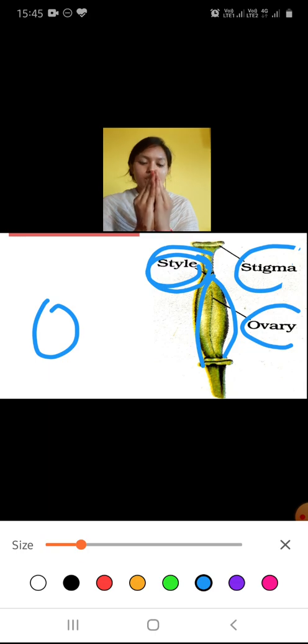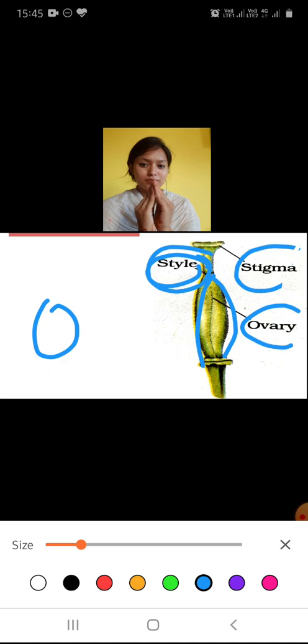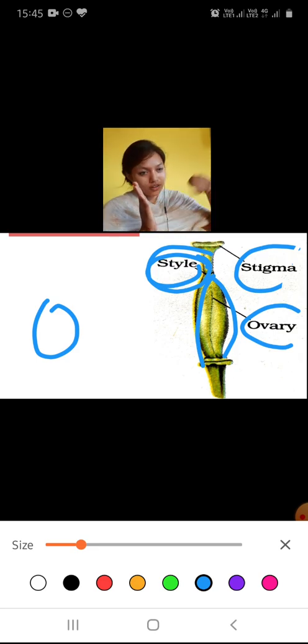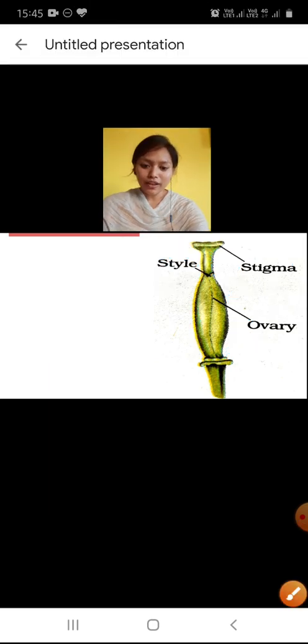So this is the ovary, and the topmost part is stigma. Next one is style, as it is a female reproductive part. Then the bulged out part, inside which eggs are present. Eggs are oval or round in shape, so ovary. Is it clear? So three parts are present in the pistil: stigma, style, and ovary. So this is all about the parts of a flower.